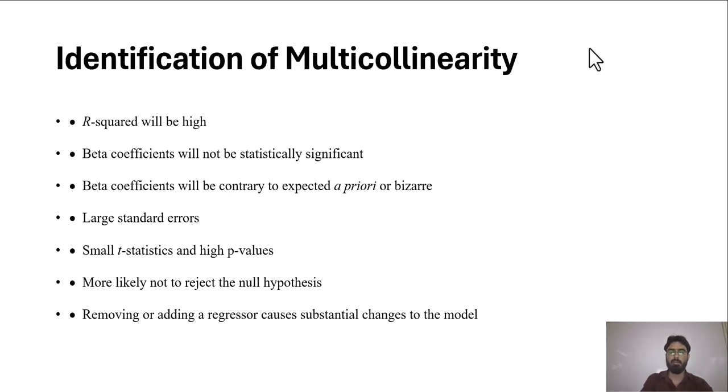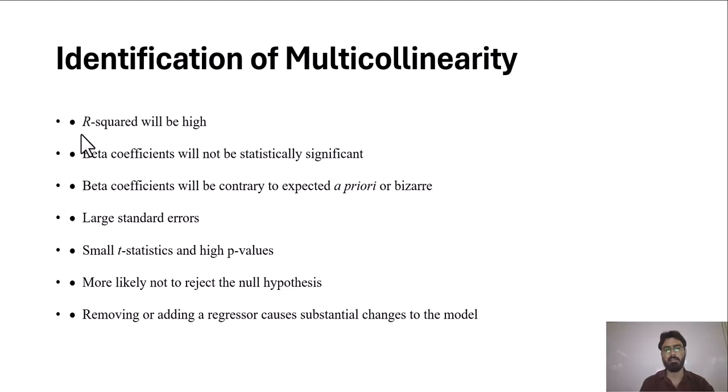In case of identification, we look at the results of any linear regression model, and the result tells us that there exists an issue of multicollinearity. While in case of detection, we apply different tests like correlation matrix, VIF (variance inflation factor), and tolerance, and these tests tell us whether there exists an issue of multicollinearity or not. So in our today lecture we are only interested to discuss the identification of multicollinearity.